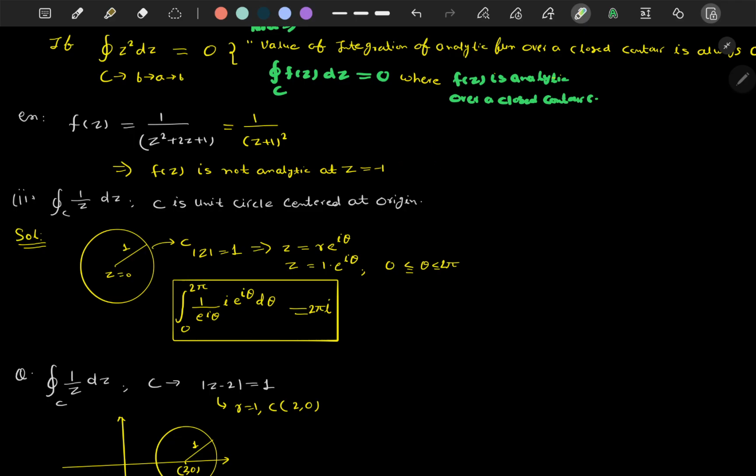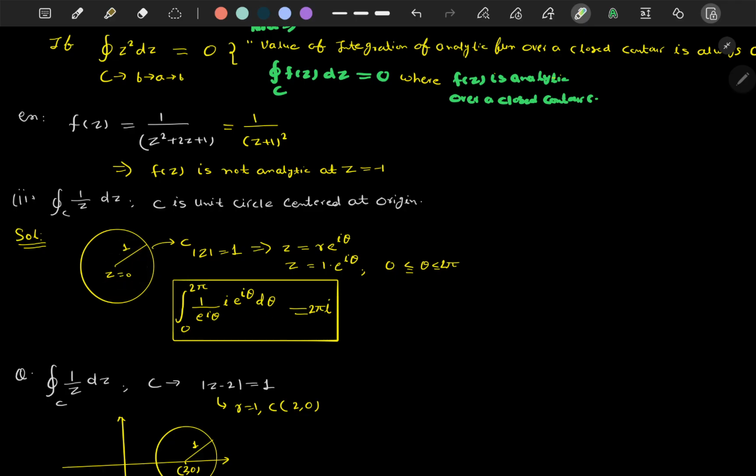Now we have another function, closed integration of 1 by z dz, and what is C? The contour is the unit circle centered at the origin. This is the contour, and it is given to us that mod of z equals 1. So z is r e raised to iota theta, where r is 1 unit radius, and theta goes from 0 to 2 pi, the whole circle.